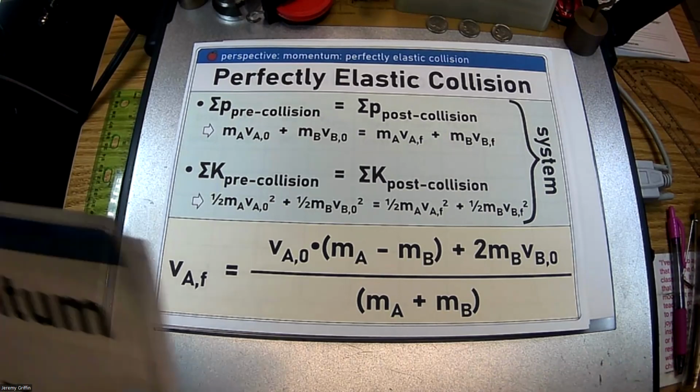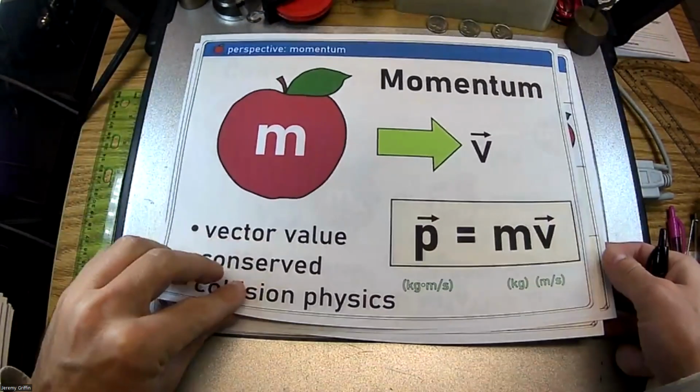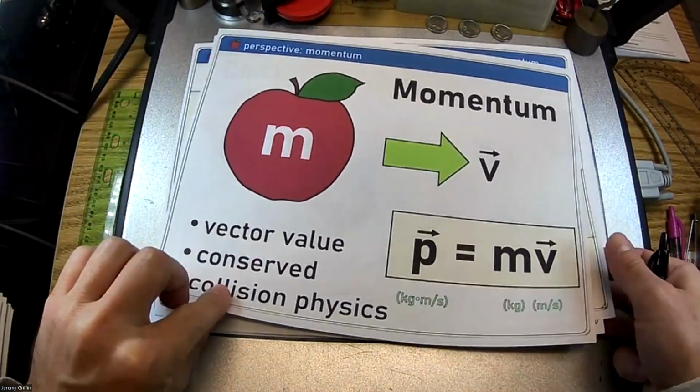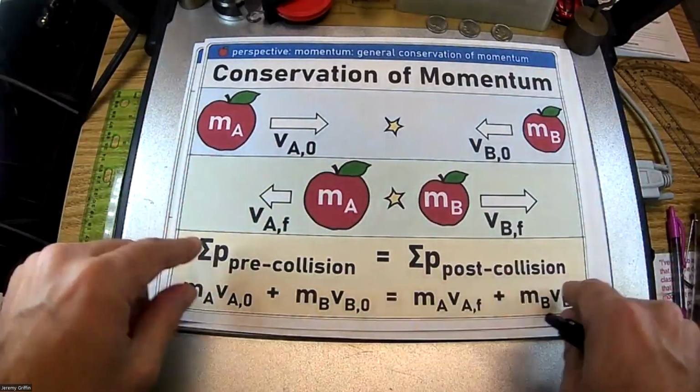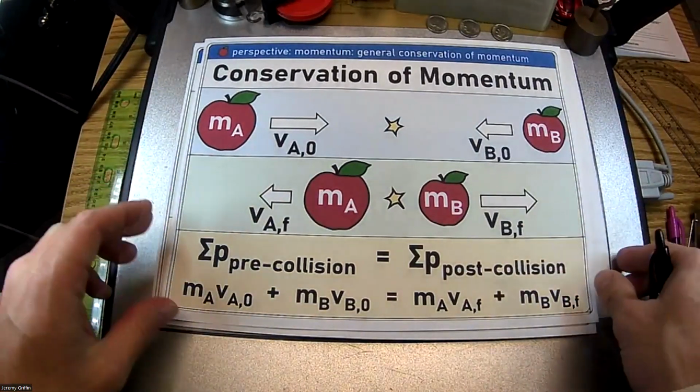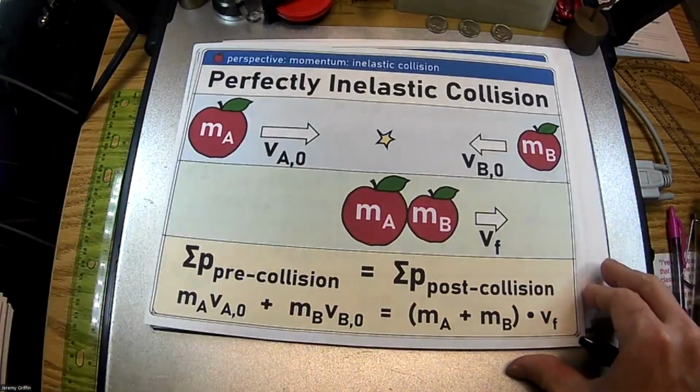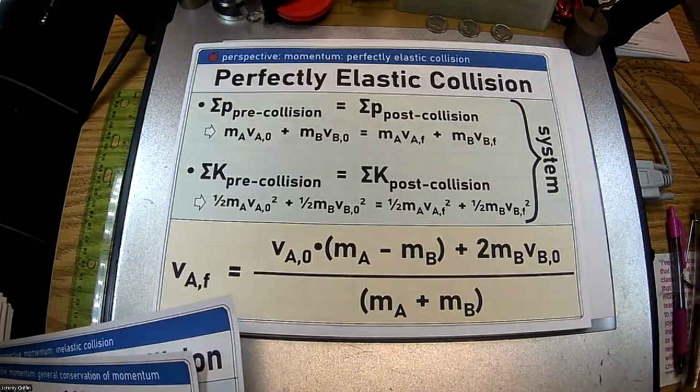So let's backtrack a little bit and do some comparisons. We've got momentum: mass times velocity, a vector value, conserved in collision physics. Okay, so we have that. We've got some general collision, so this could be true for any type of collision, things that collide and stick, things that are super bouncy.